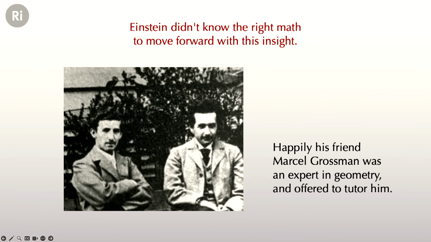Happily, one of his friends from graduate school, Marcel Grossmann, was an expert in what at that time was the fanciest mathematics and geometry out there. Here's Grossmann on the left. And so Einstein says, Marcel, you got to help me with this. And Marcel Grossmann taught Einstein what at that time was the most modern ideas in geometry. So what does that mean? What counts as a modern idea in geometry?